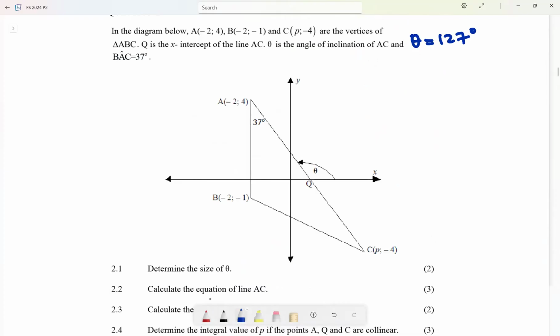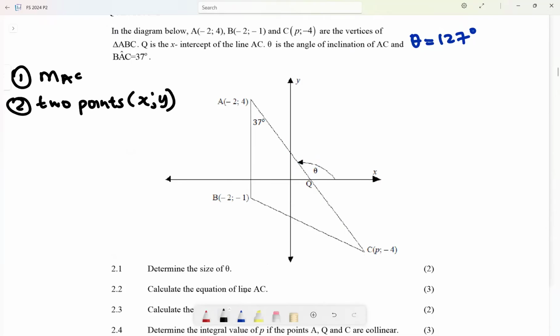Now, 2.2, calculate the equation of AC. Now, they wanted the equation of what? Of AC. Remember, for an equation, you need one thing, the gradient of that line, AC. Number two, you need what? Two points. Any two points on that line. Which line are we talking about? AC. So let's execute that.